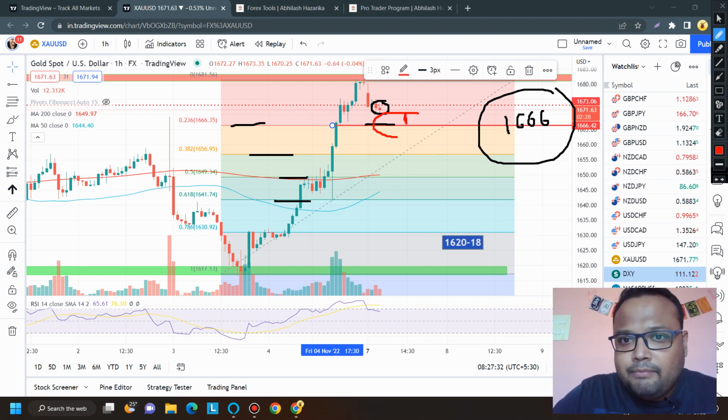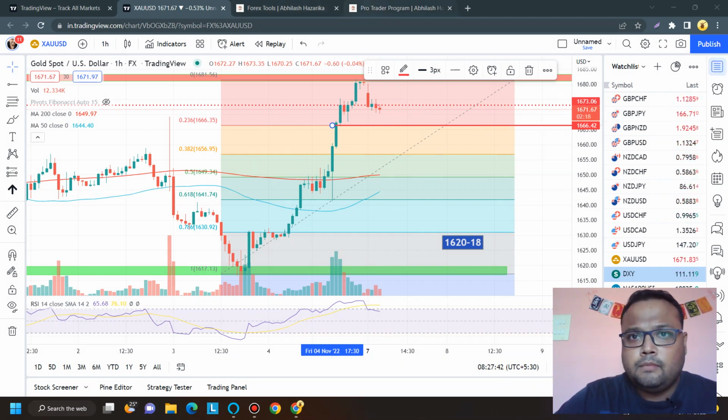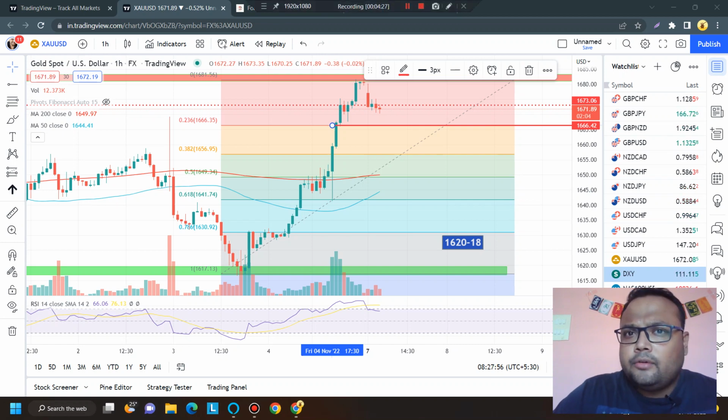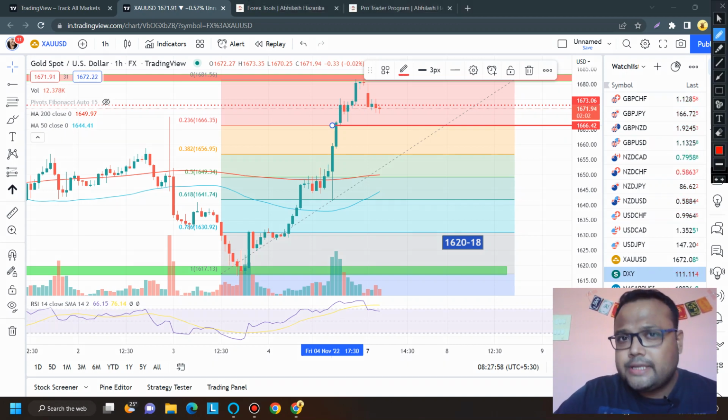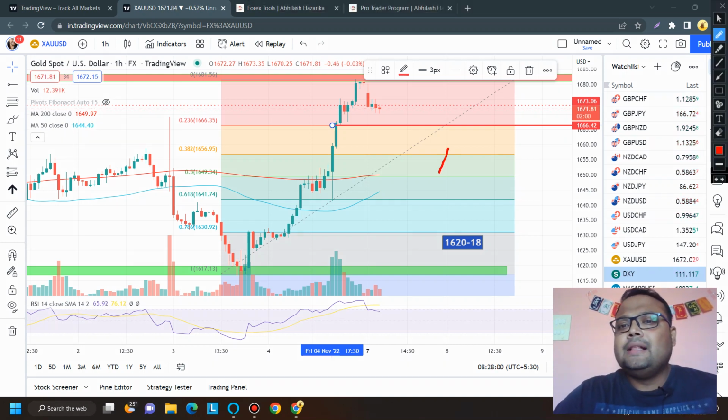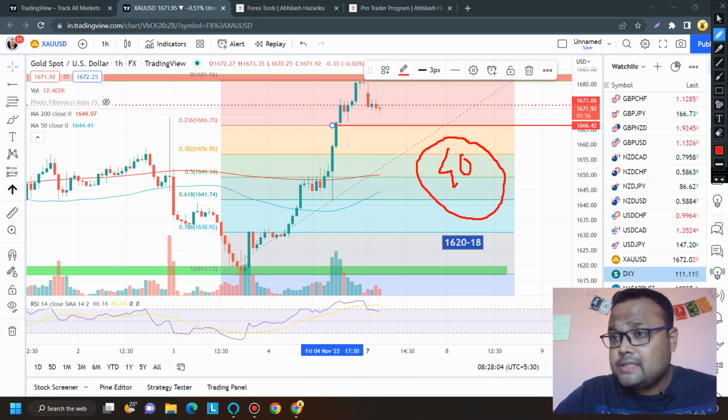So if the market takes support, go for a buy. If you see the market forming a hammer pattern, if you see prices being rejected from below, go for a buy position. And your first expected profit, being a Monday market, I'll say around 40 pips. After 40 pips, you can try to book your profits.